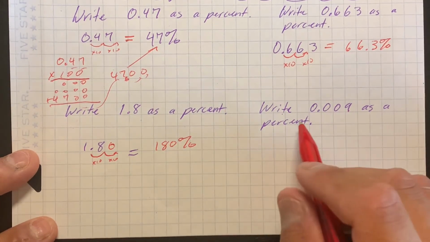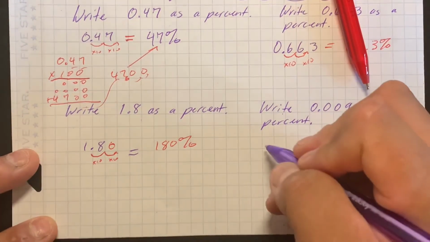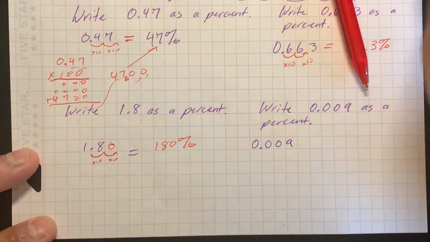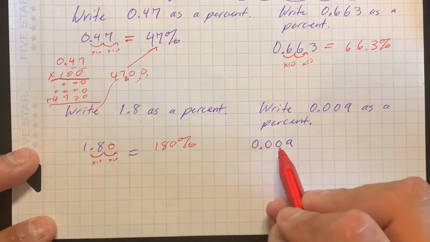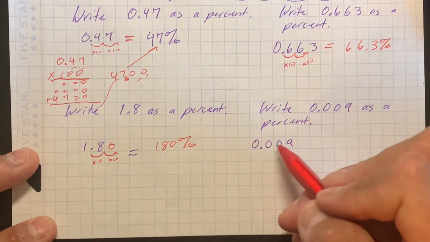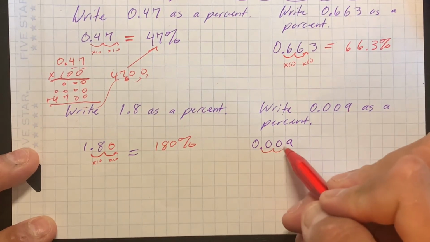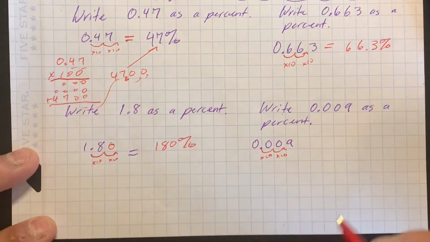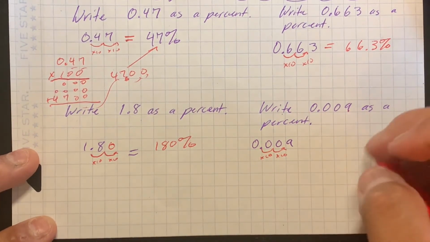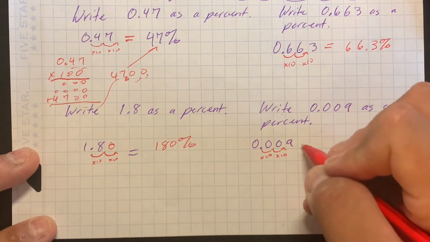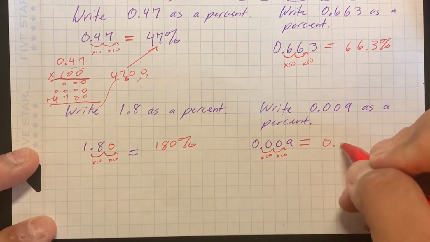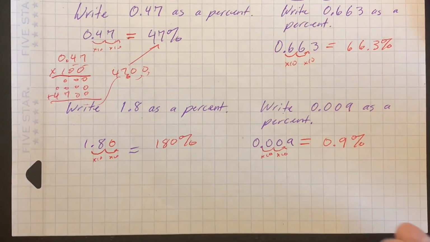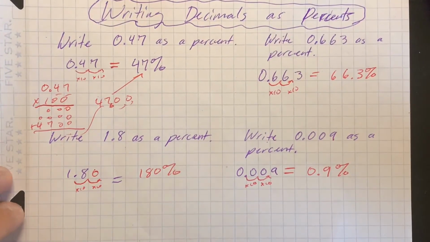Okay. Next one, you have 9 thousandths. We're going to write that as a percent. So we have 9 thousandths. 0.009, 9 thousandths. So here's your tenths, hundredths, thousandths. We're going to move the decimal point to the right twice. 1, 2. We're multiplying by 10 more. So we're really multiplying by 100. So this will be equivalent to 0.9%. And that's all we do when we write decimals as percents.